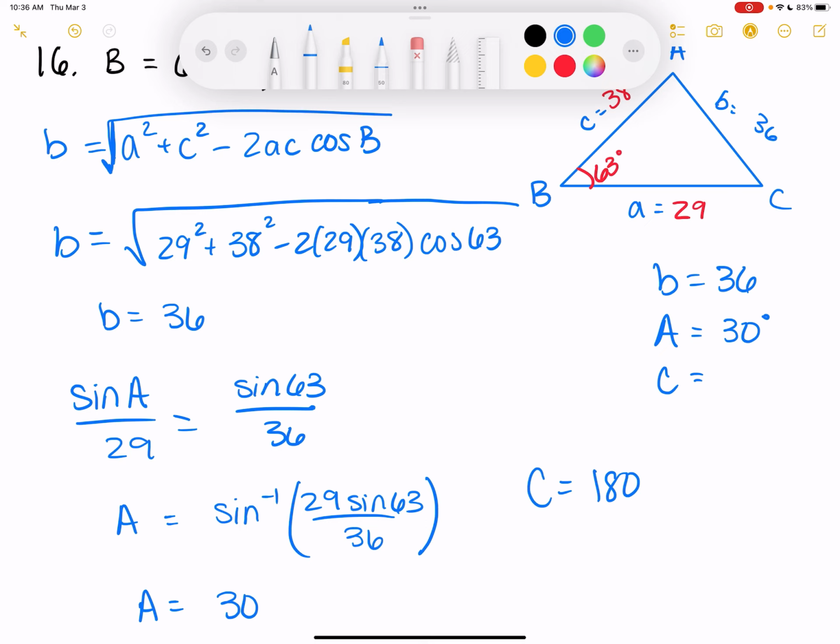Wait, is that right? That's what I got. 29.73. 29 sine, wait, let me see. That's not right. Nope, not right. I took the wrong one. I got 46. Someone else plug it in so I don't look stupid. Okay. 46. Thank you. I was like, if I'm the only one that got this, it's probably wrong. So 71 degrees.